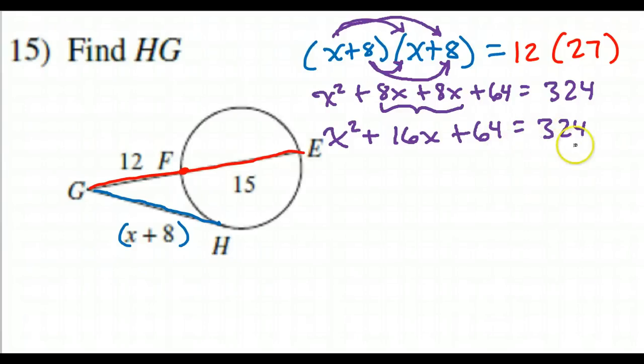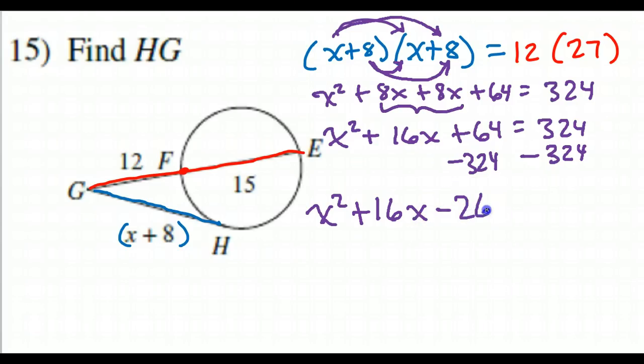Let's go ahead and get 0. I see I've got x squared and I've got x. There's not any way to just get x by itself. So we're going to have to rely on the quadratic formula. So I'm going to go ahead and subtract 324 from both sides. And that's going to give me negative 260. So I've got x squared plus 16x minus 260 is equal to 0.